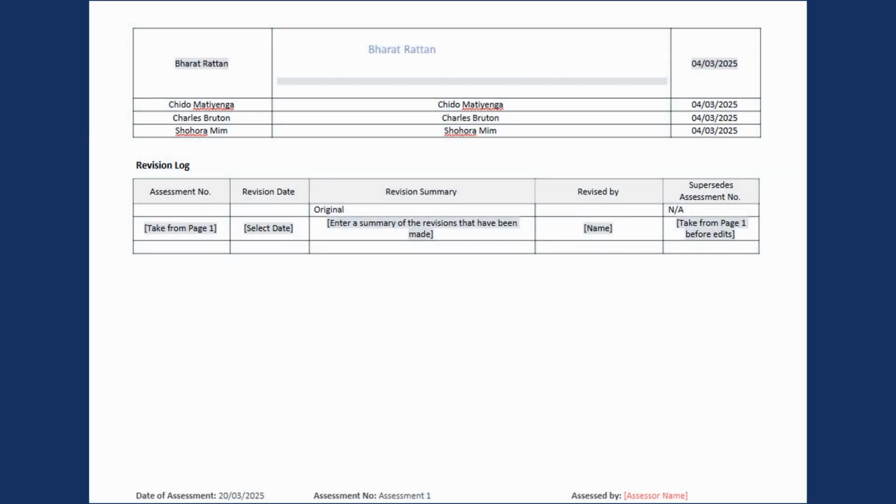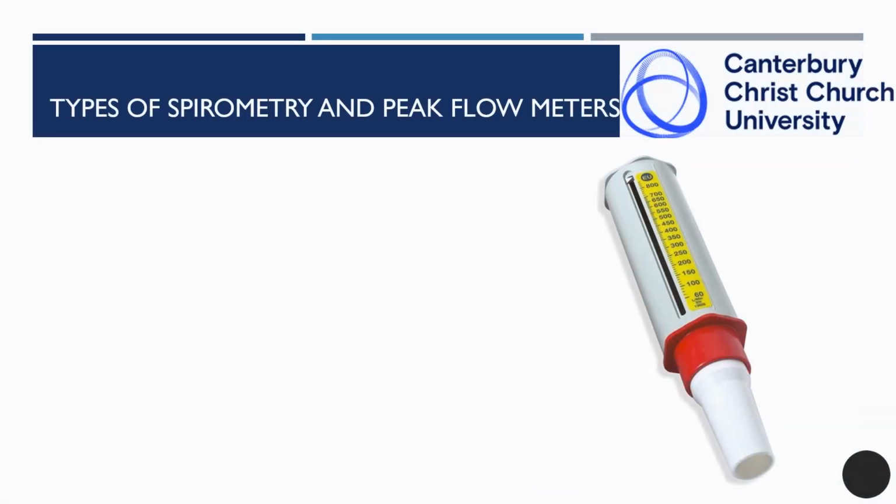And finishing off the risk assessment, we've all signed it on the 4th of March 2025.